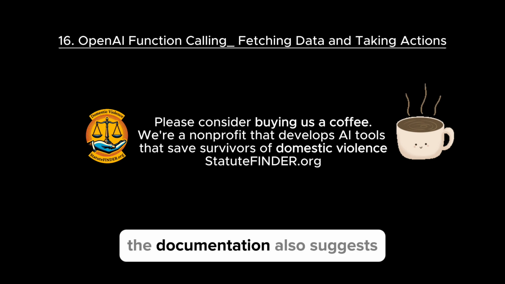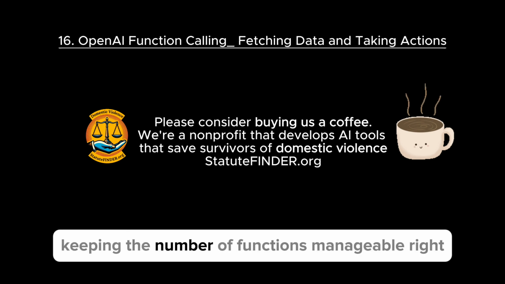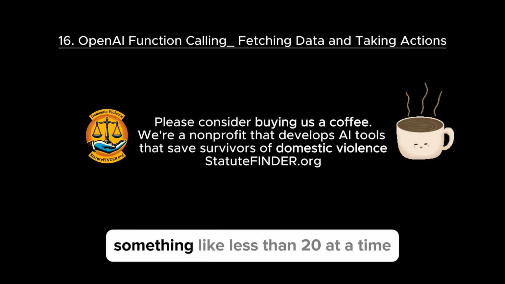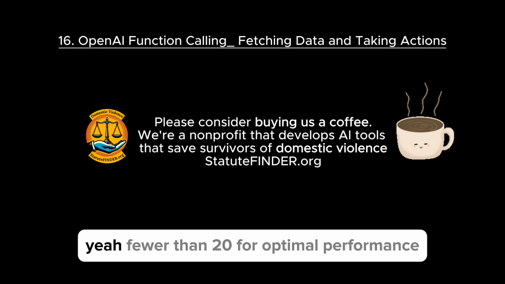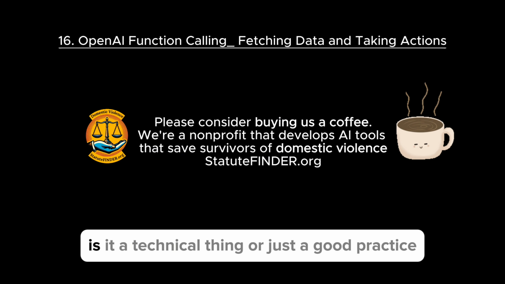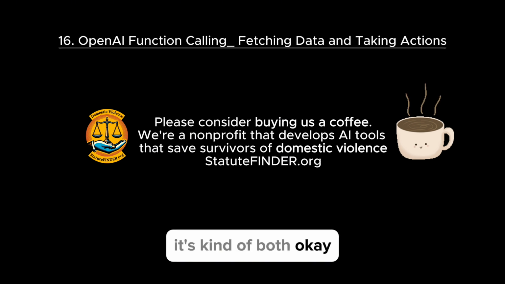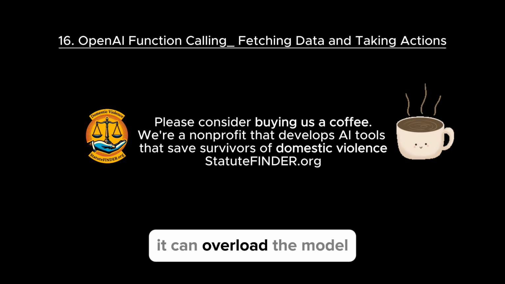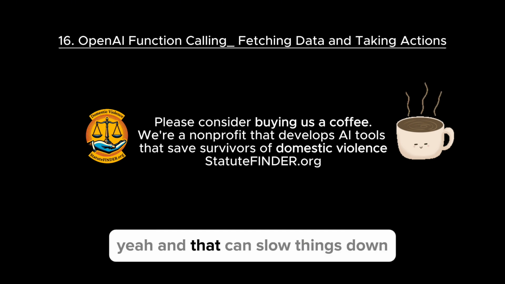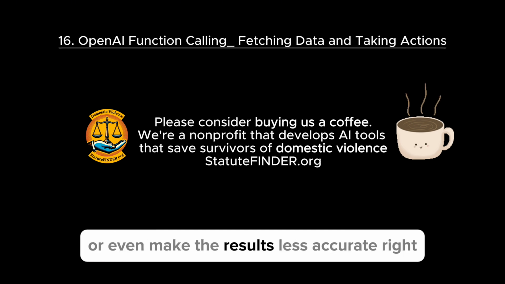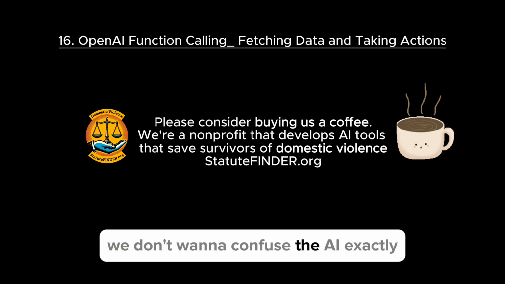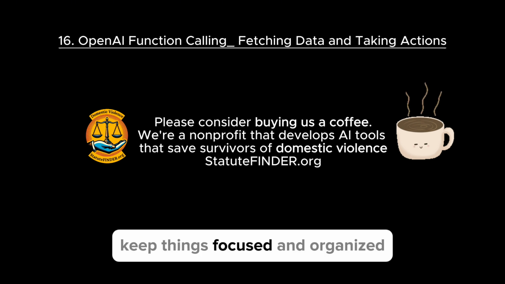The documentation also suggests keeping the number of functions manageable, something like fewer than 20 at a time for optimal performance. Why is that? Is it a technical thing or just a good practice? It's kind of both. If you have too many functions, it can overload the model, and that can slow things down or even make the results less accurate. We don't want to confuse the AI. Exactly. Keep things focused and organized.